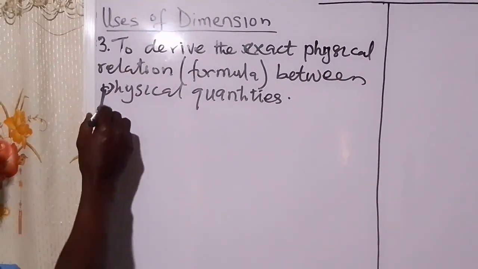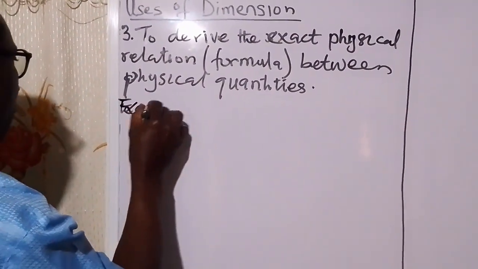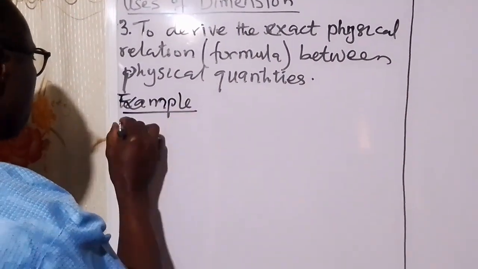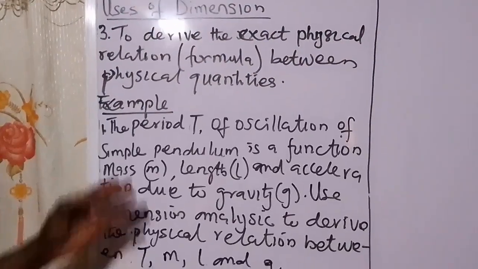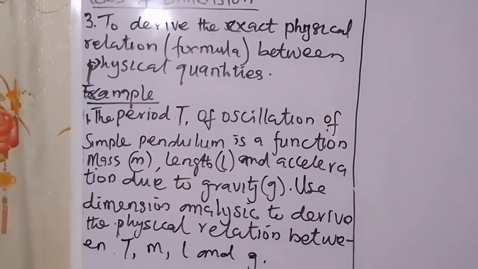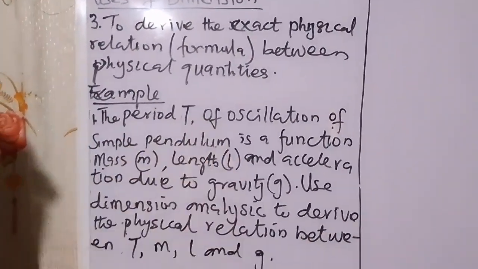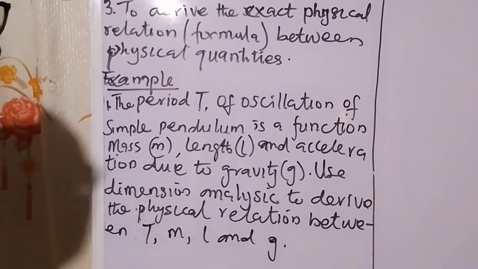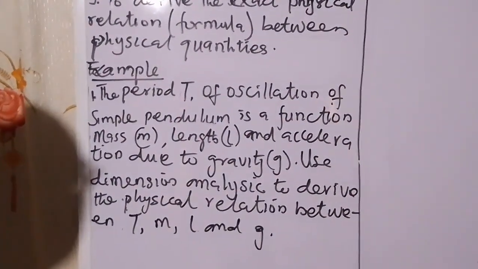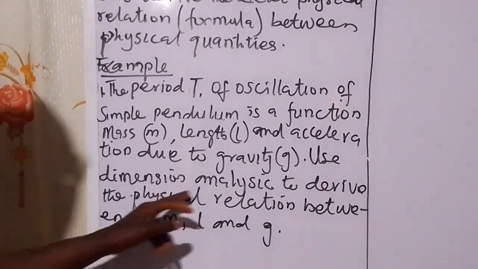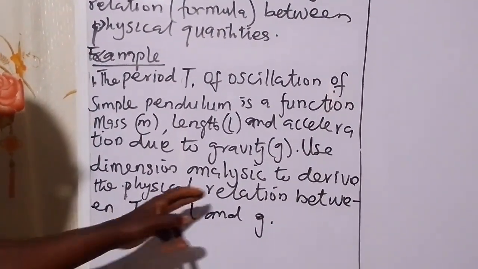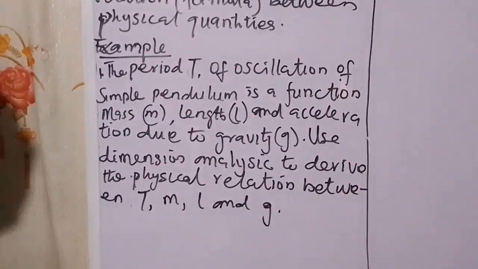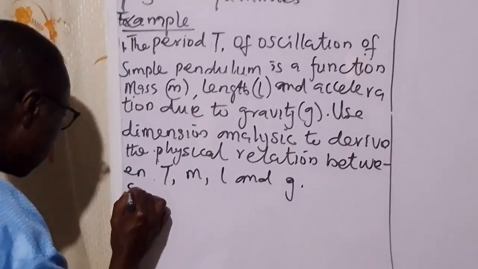Now, example under this one. Example. Now, this is the first example. The period T of oscillation of a simple pendulum is a function of mass M, length L, and acceleration due to gravity g. Use dimensional analysis to derive the physical relation between T, M, L, and g. Now, solution to this one.